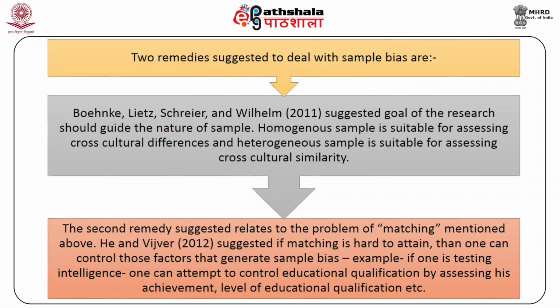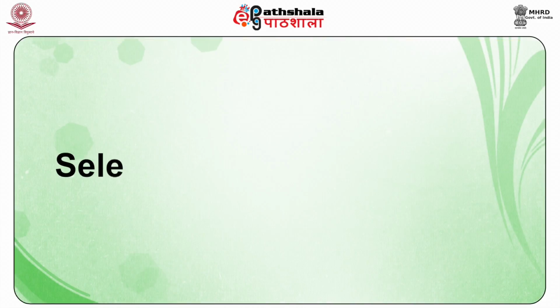He and Widger in 2012 suggested that if matching is hard to attain, one can control those factors that generate sample bias. For example, if one is testing intelligence, one can attempt to control educational qualification by assessing the level of educational qualification, etc.